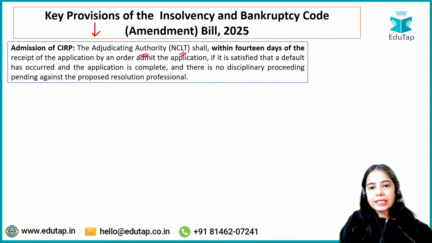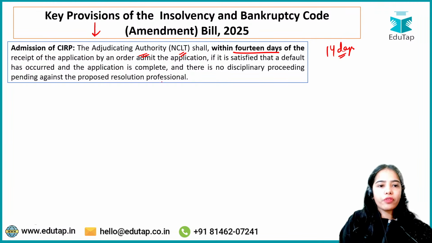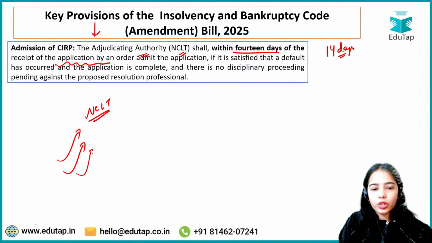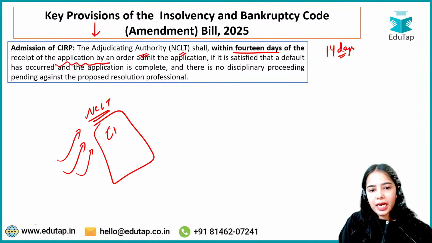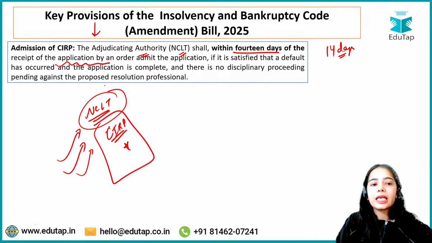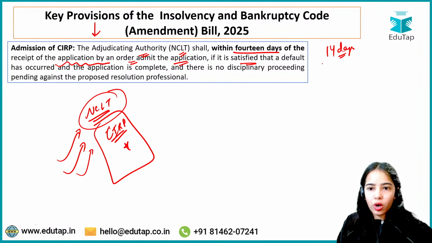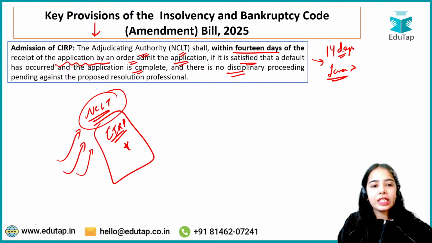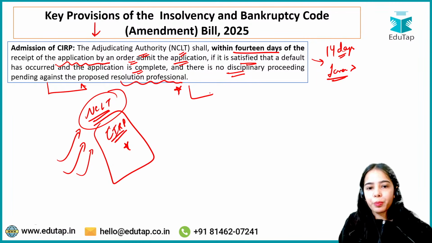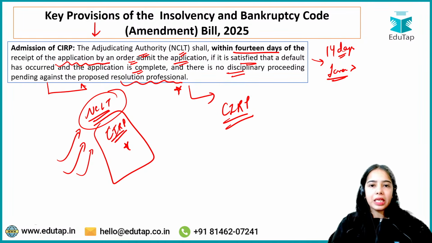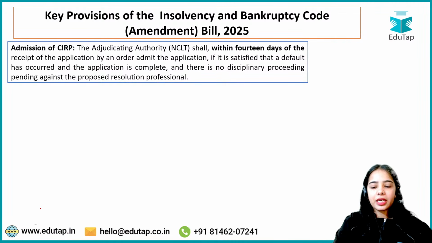So the adjudicating authority, that is the NCLT, shall within 14 days of receipt of the application, if the NCLT has received the application from the financial creditor, operational creditor, or the debtor, that the company requires the CIRP, the corporate insolvency resolution process, by an order admit the application if it is satisfied that the default has actually occurred and the default is of 1 crore or more, and the application is complete, and there is no disciplinary proceeding pending against the proposed resolution professional. So within 14 days of receiving the application it has to be admitted and accepted by the NCLT for the corporate insolvency resolution process.